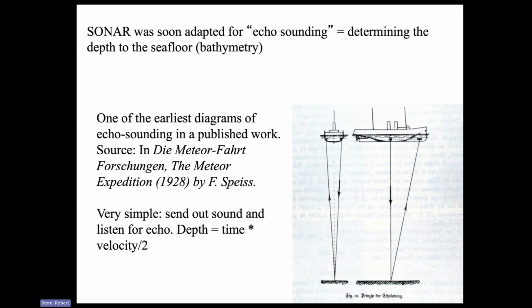So this is one of the earliest diagrams of echo sounding. This is called echo sounding. They're not looking for submarines, but they're using the same sound source. So they send out a pulse of sound from one side of the ship, or looks like, and then listen for it on the other, right? The technology right now is, the transmitter and the receiver are in the same place, but back then they were just working it out. So this was in 1928, the Meteor expedition, and it's very, very simple.